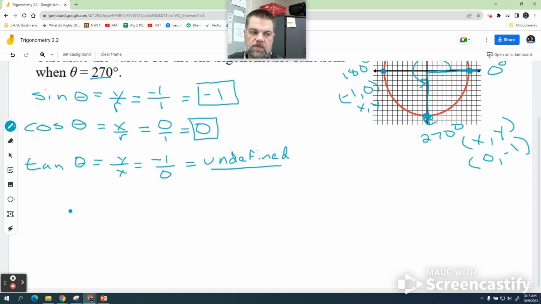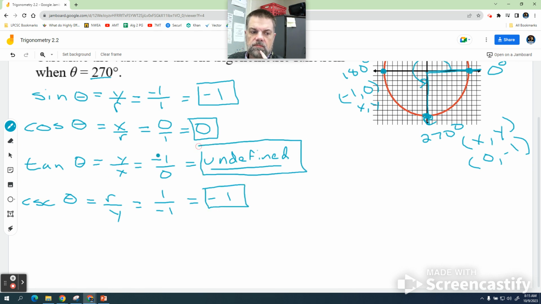Now we do the reciprocals. Cosecant of theta is just going to be r over y, which would be 1 over -1, still -1. Secant of theta would be r over x. I had to think for a second, which would be 1 over 0, right? That would be undefined.